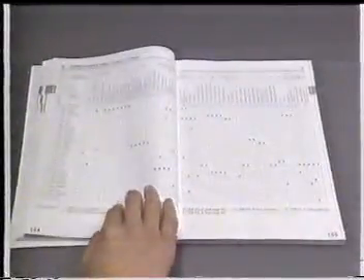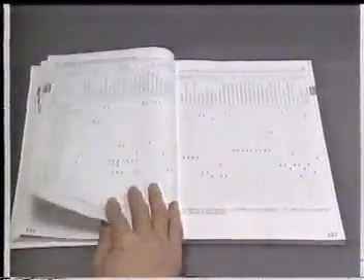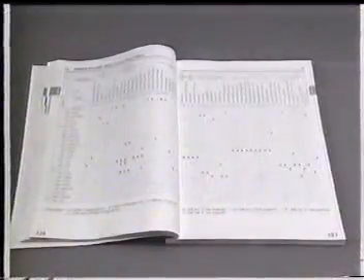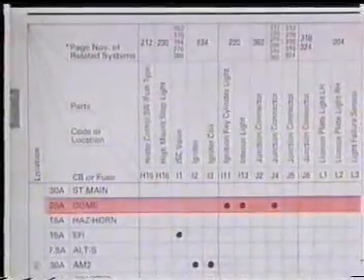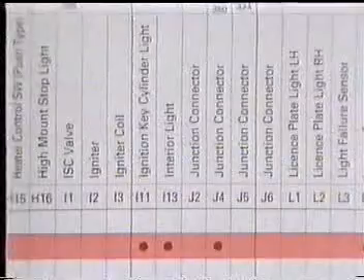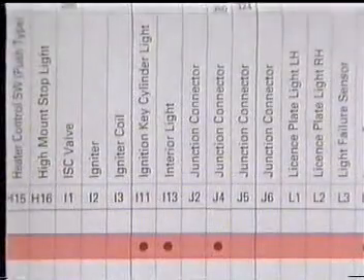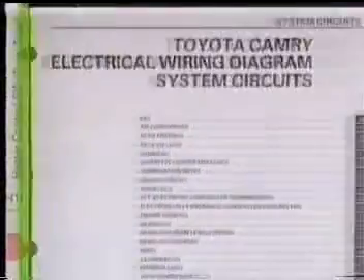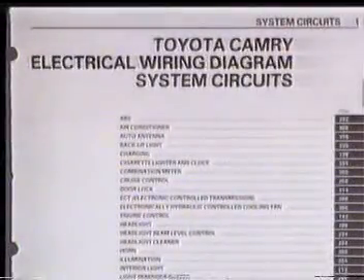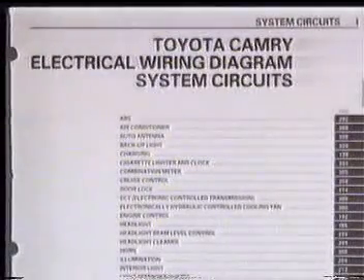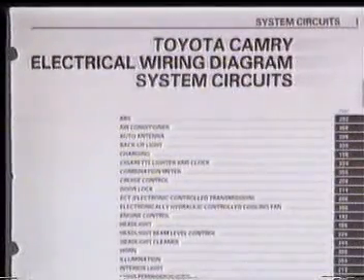Or, if we want to know what systems the individual fuses act as power sources for, we can consult this chart. For example, if a 20 amp dome fuse blows, we know this will affect these systems. Next are the various system circuits. Since we will look at these in detail later on, let's go on to the next section.